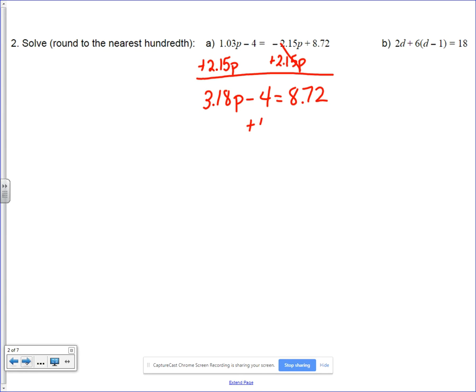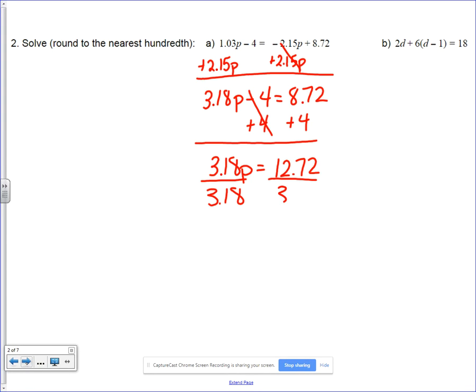Awesome. So I have 3.18p is equal to? Awesome. Did you say 12.72? Okay. One more step. Make sure when you divide it in the correct order. The number on top must go in first. Got a number for me? Ooh, that worked out nice. Very nice. I would have thought with all those decimals, that would have been a funky decimal answer.